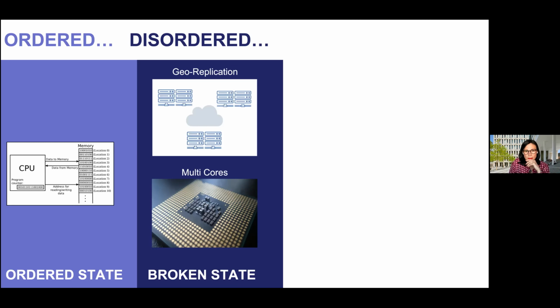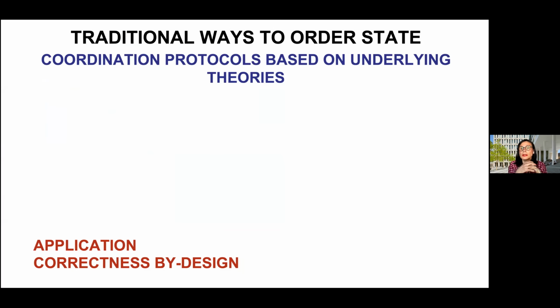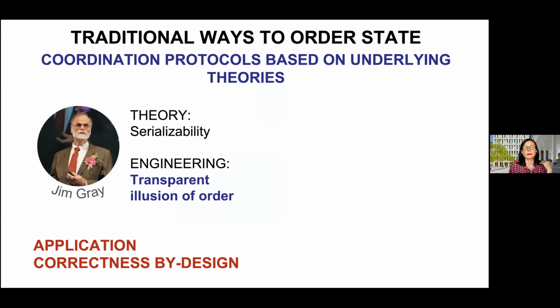Now we lost universality, so we needed coordination, and the traditional way of re-establishing order on state basically were coordination protocols with their underlying theories, which very abstractly were great because they ensured application correctness by design. To make it a bit more concrete, one of those protocols were database transactions. The theory underlying them is serializability, and the engineering methods made out of this theory basically ensure a transparent illusion of order or simplicity.